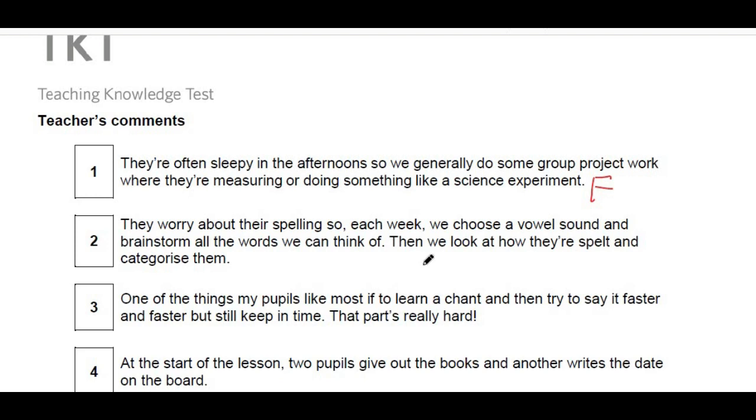Okay, let's take a look at number 2. The teacher says they worry about their spelling, so each week we choose a vowel sound and we brainstorm all the words we can think of. Then we look at how they're spelled and categorize them. The answer to number 2 would be E, which is helping the young learners with language patterns. So they're worried about their language and the teacher helps them with their language patterns there. So number 2 is E.